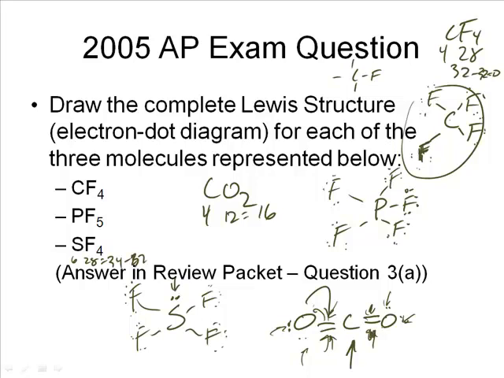So we can see that, and this is important, the only time you're ever going to make double or triple bonds is when the central atom does not have 8 electrons. Do not make double or triple bonds unless the central atom is missing its 8. If it is and you've run out of electrons, then you pull electrons from the outer atoms and you move them in.